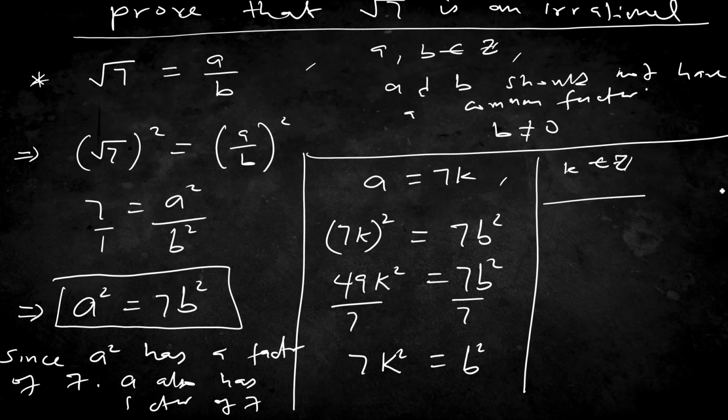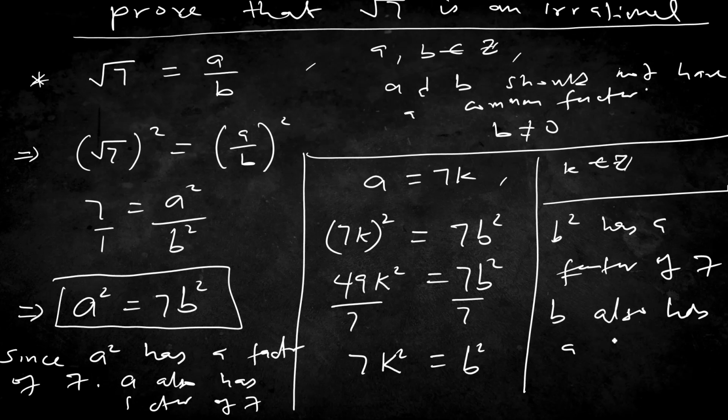So we have b squared having a common factor of 7. So since b squared has a factor of 7, b also has a factor of 7. Okay, remember a and b should not have common factors, and we have a and b having a common factor.